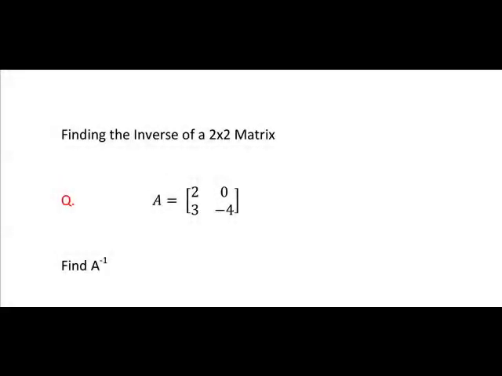Here we're asked to find the inverse of a 2x2 matrix given as 2, 0, 3, minus 4. So if you see A to the minus 1, that means the inverse of the matrix A. If it was, say, B to the minus 1, it should be the inverse of the matrix B, and so on.